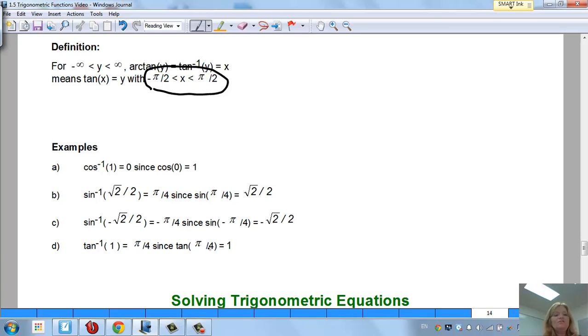So we go through inverse trigonometric functions because in the next video we talk about solving trigonometric equations.